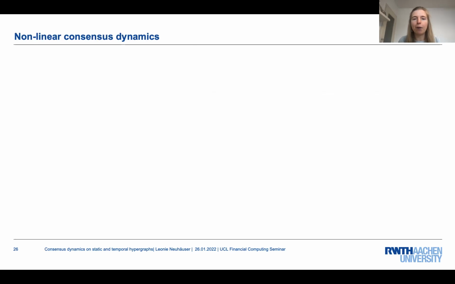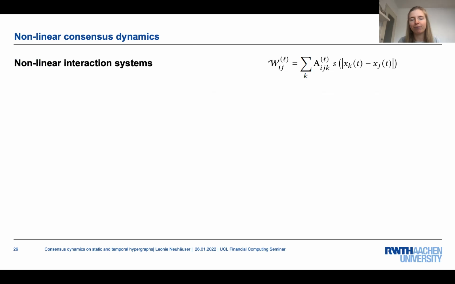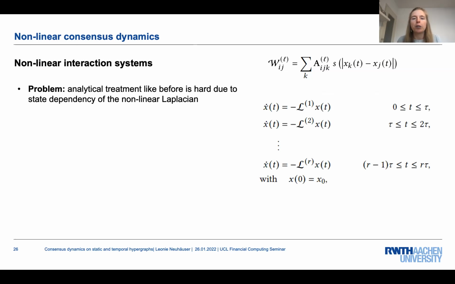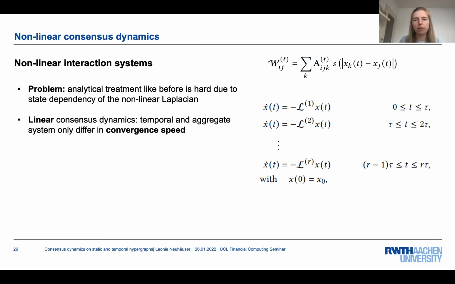Okay, so let us now look to the more interesting case, the nonlinear dynamics, and see if that does something with the consensus value as well. So if you recall, the interaction matrices are now state dependent due to the nonlinearity, and that makes analytical treatment unfortunately very hard. So we will now investigate the effects based on simulations.